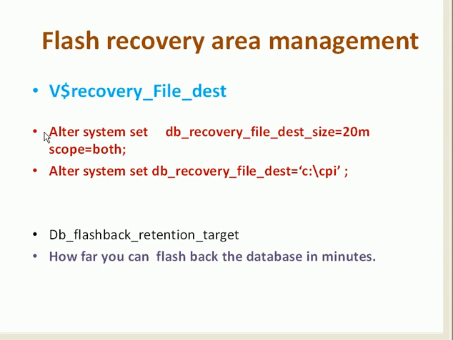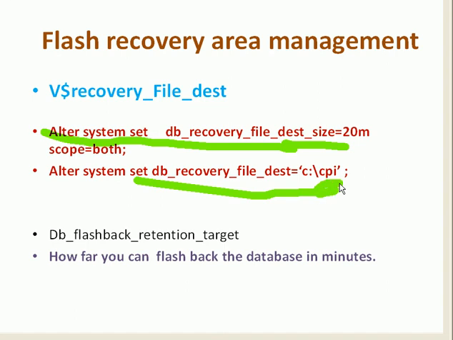You see this command here, this is used for setting the size of the flashback destination. This is the destination where the flashback logs would be created, and this would be the maximum size of the flashback logs; that much space would be assigned specially for flashback logs. While the command alter system set db_recovery_file_dest would specify the destination where the flashback logs would be created.